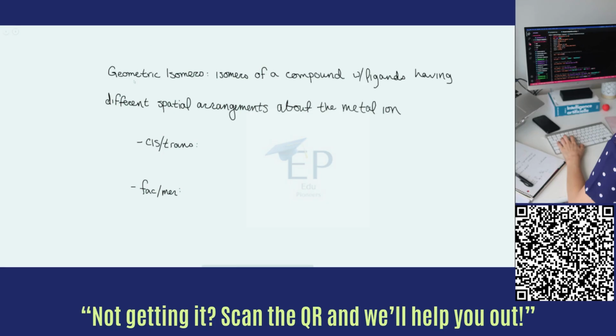Just a refresher, a geometric isomer is the isomer of a compound with ligands having different spatial arrangements about the metal ion. There are special types of geometric isomers such as fac and mer.